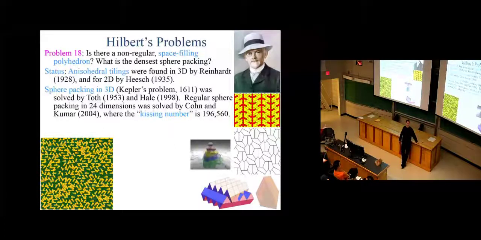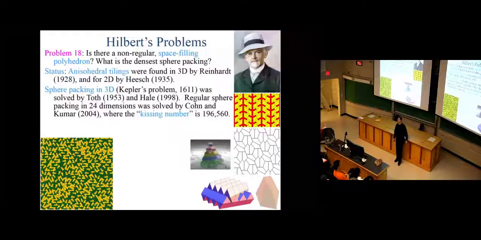I think last year they actually found 8 and 16. Oh, 8 and 16, okay. So I should update these slides. But if it happened only last year, again, this illustrates how hard this problem is, because Kepler asked that problem in 1611, you know, 4 centuries plus ago.